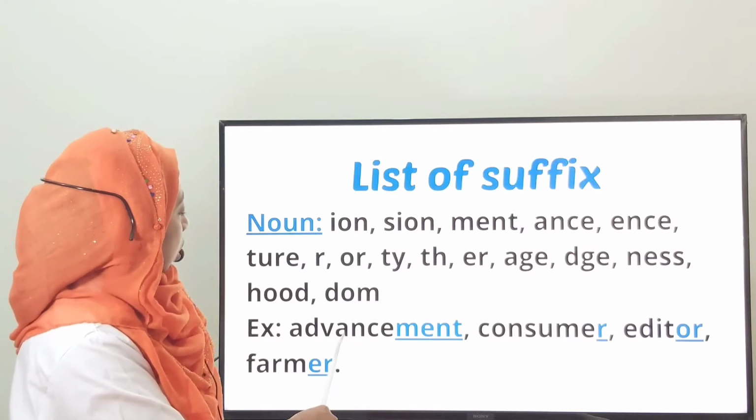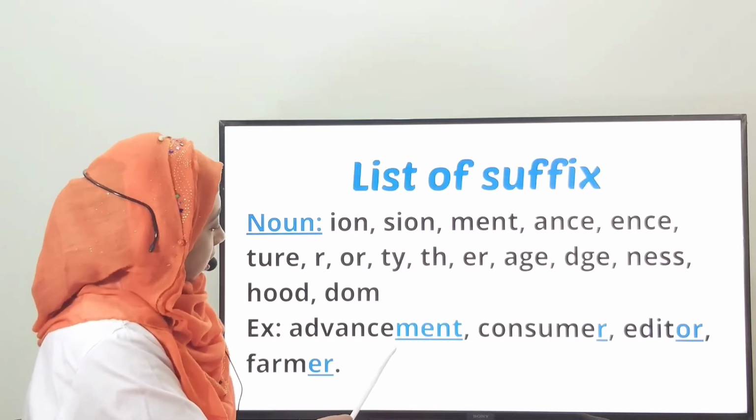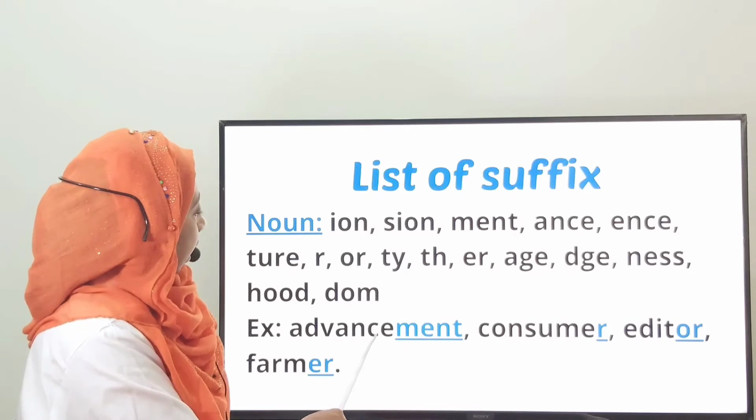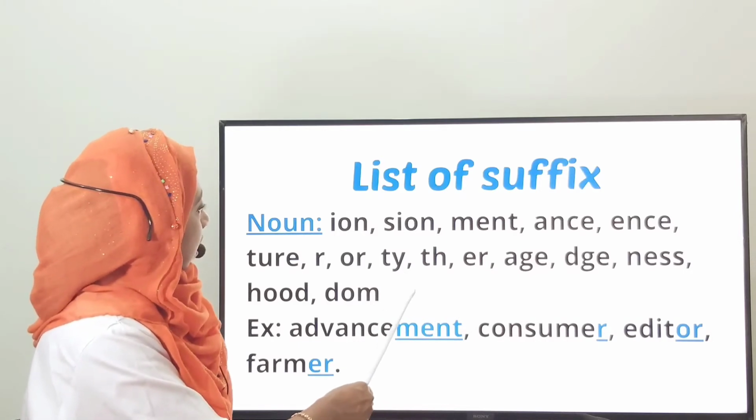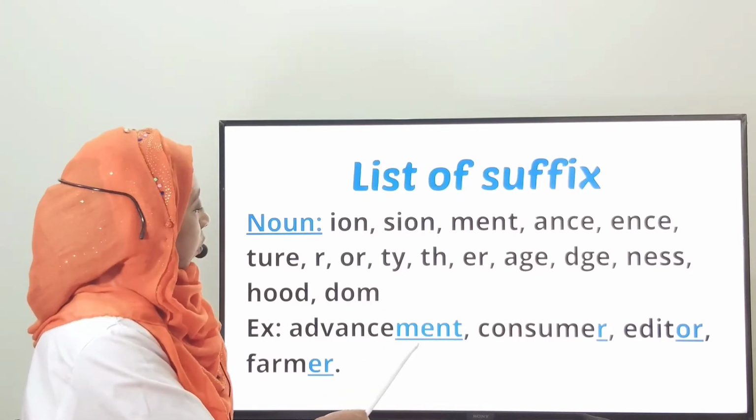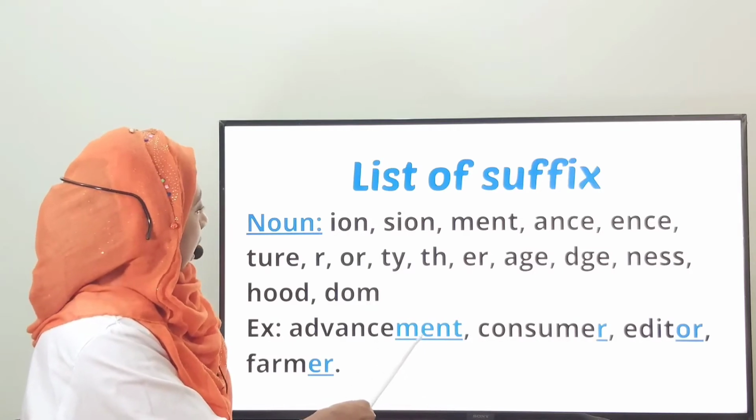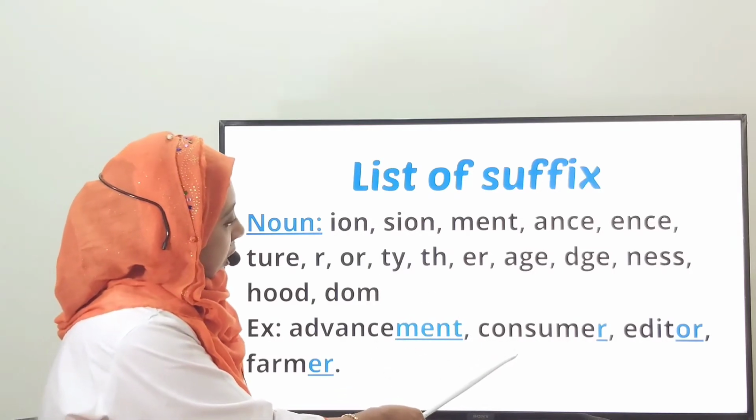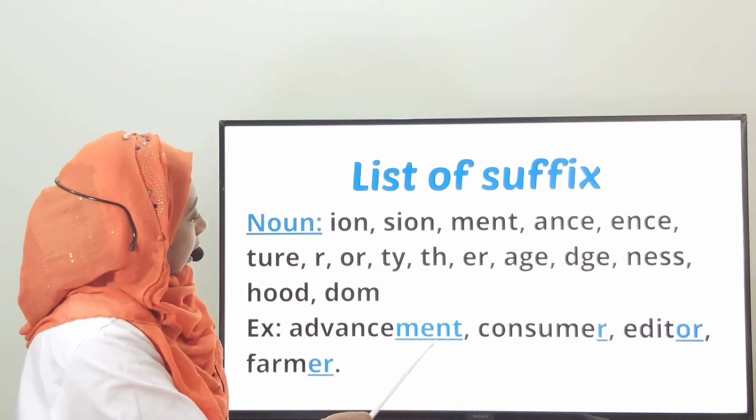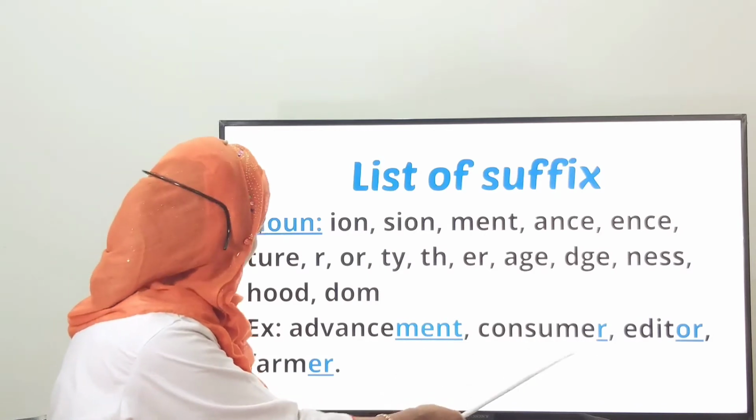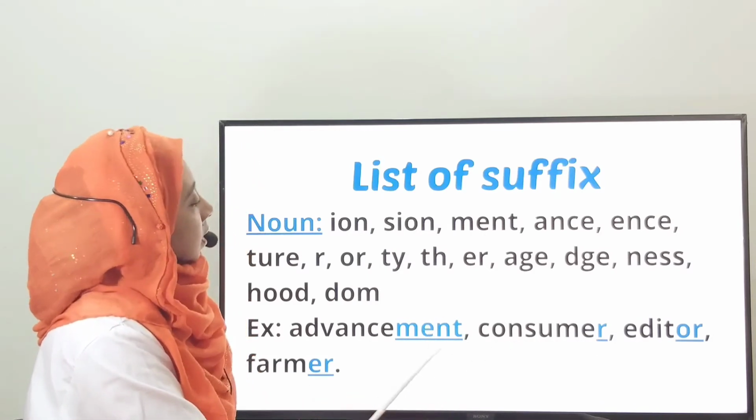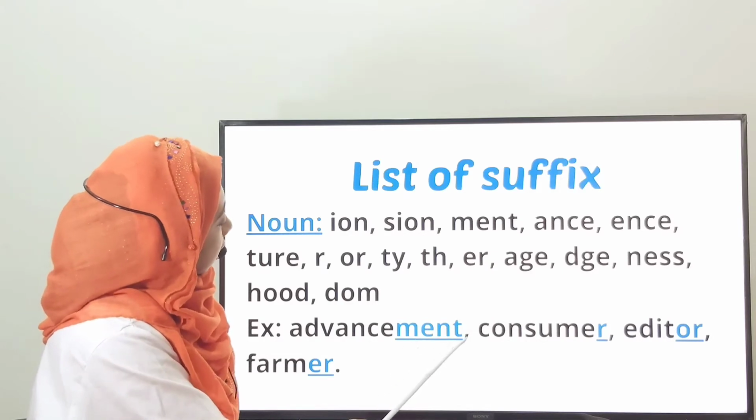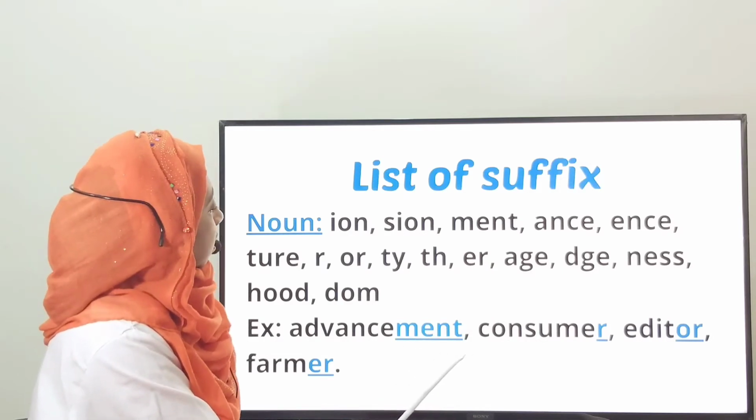For example, we can see advancement. Here advance is a word and after that we use suffix ment. So we get another word after using the suffix. Consumer, editor, farmer. Here ment, r, or, er are all suffixes. After using these suffixes, new words are created.